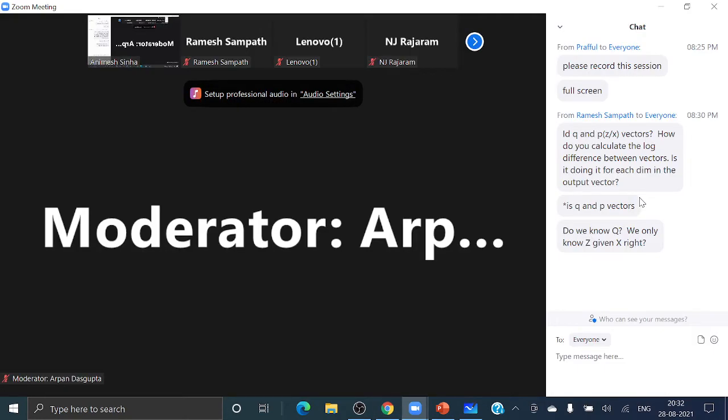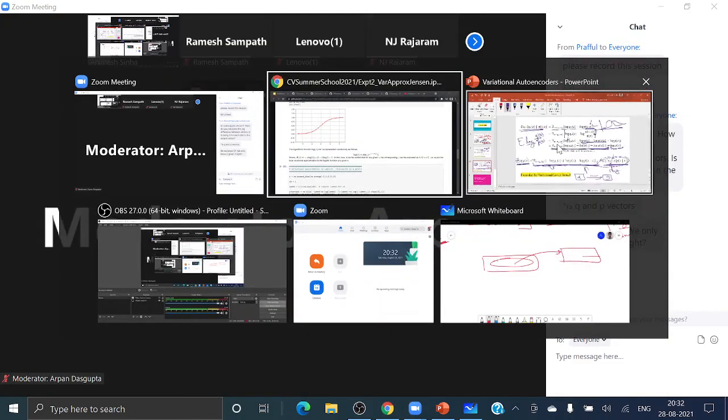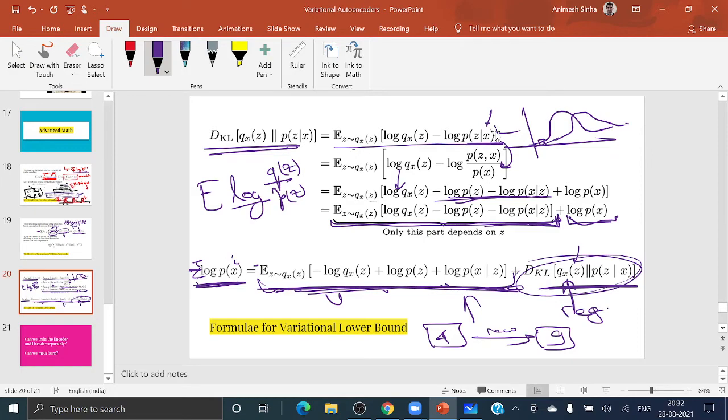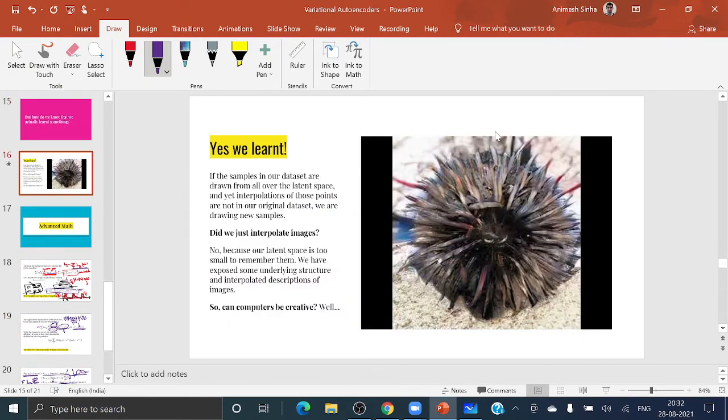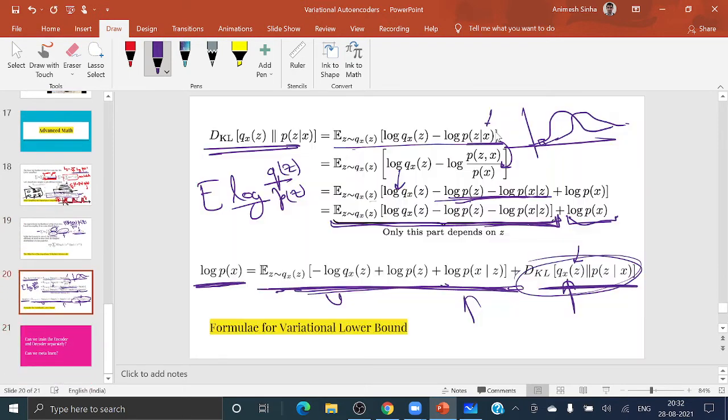Do we know Q? We only know Z given X, right? Right. So we never came at Q. Sorry about that. We know Q not directly, but we say, what should Q be like? So we know that there exists some true Q, and Q should look like P of Z given X. So we are trying to learn inside of Q P of Z given X, and we want to learn a nice function Q which we can sample from.